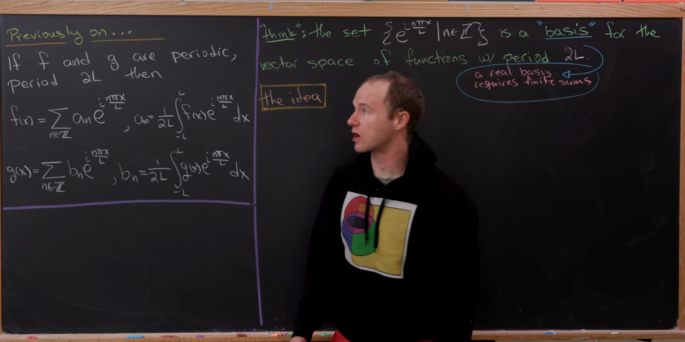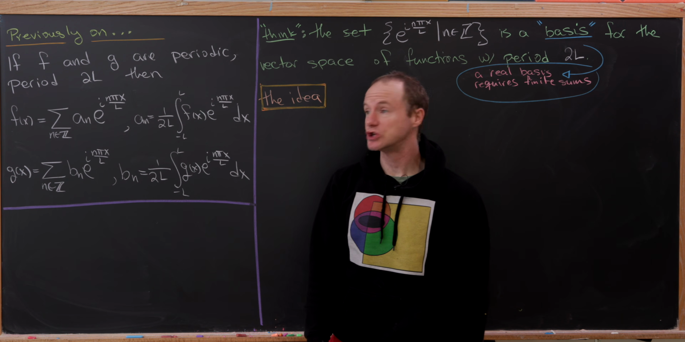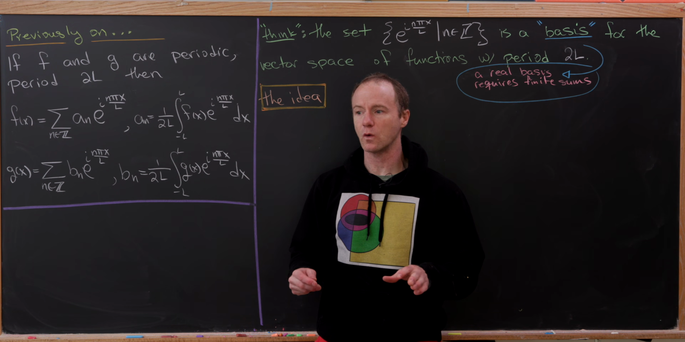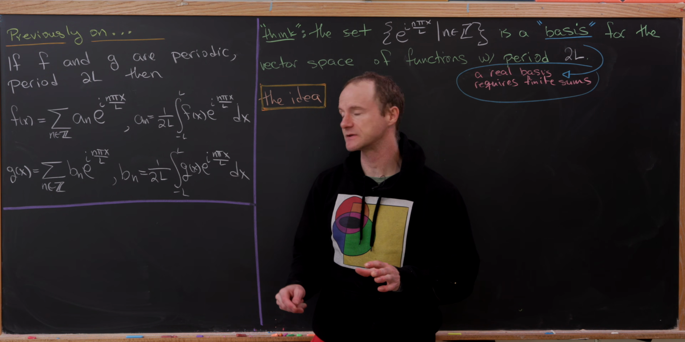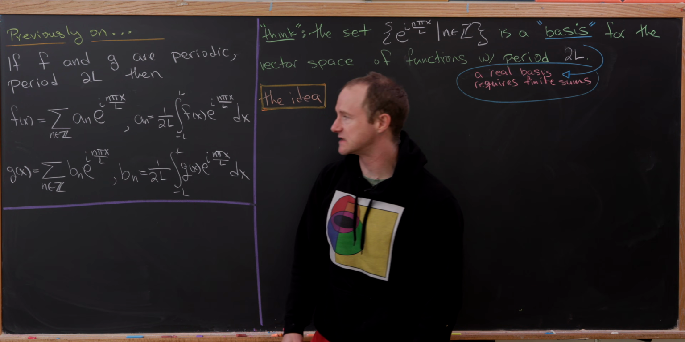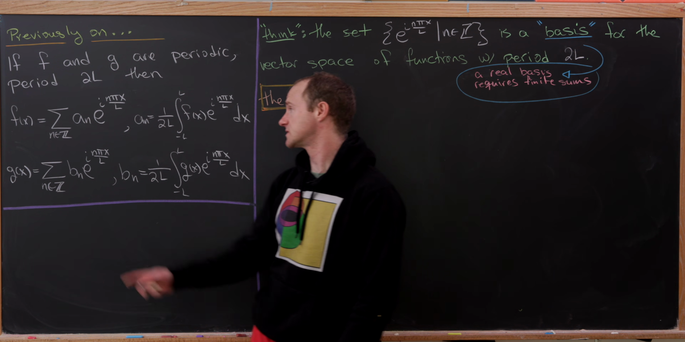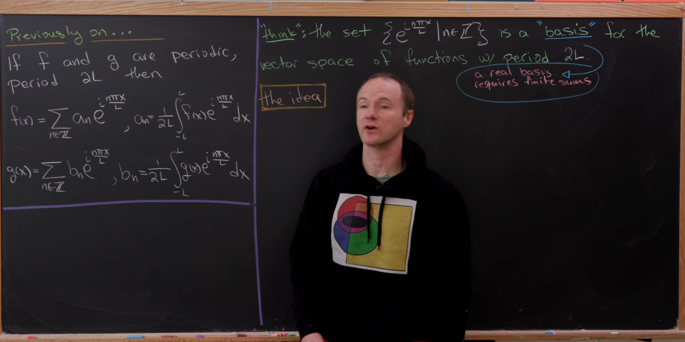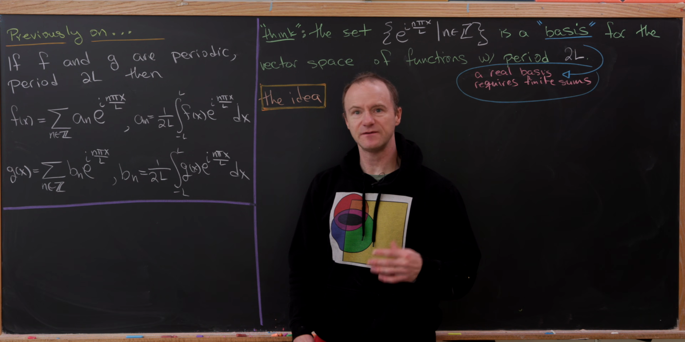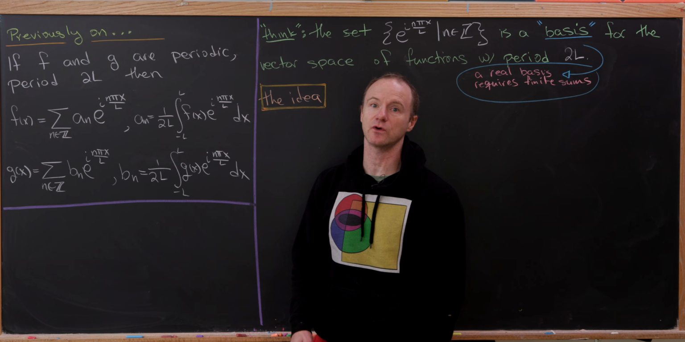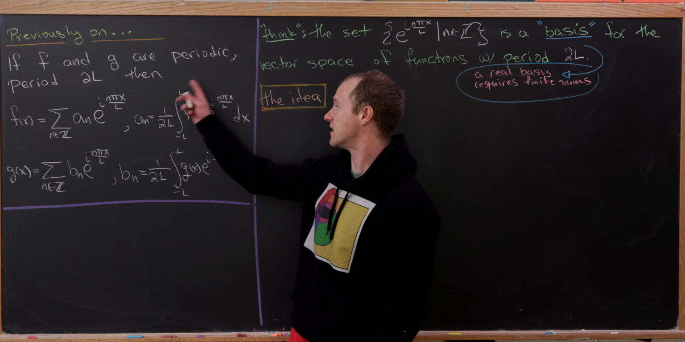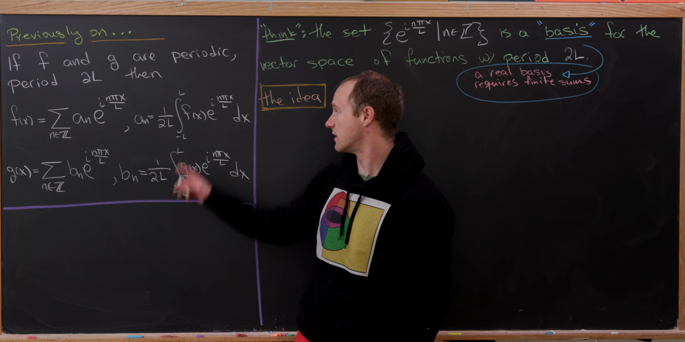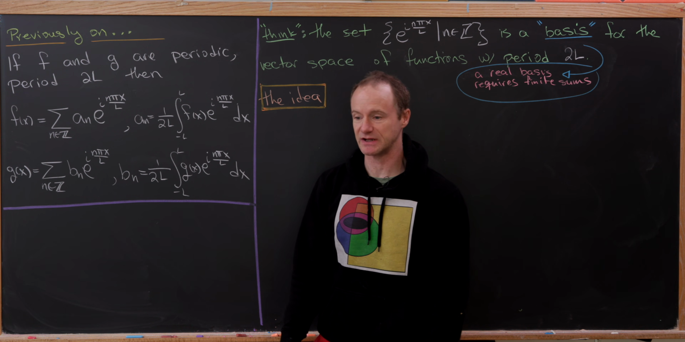If f and g are periodic functions with period 2L, then we can express them as sums of either sines and cosines or complex exponentials. It's actually equivalent. So in other words, f of x can be written as the sum as n goes over all integers of a sub n times the complex exponential e to the i n pi x over L. And if you've got a function, you can get those Fourier coefficients, the a sub n, via this integral. So a sub n is 1 over 2L times the integral from minus L to L of f of x times that same complex exponential.